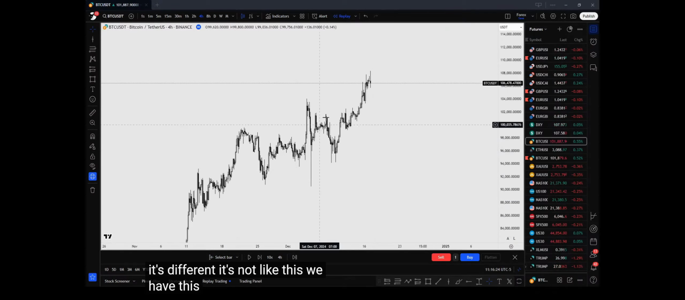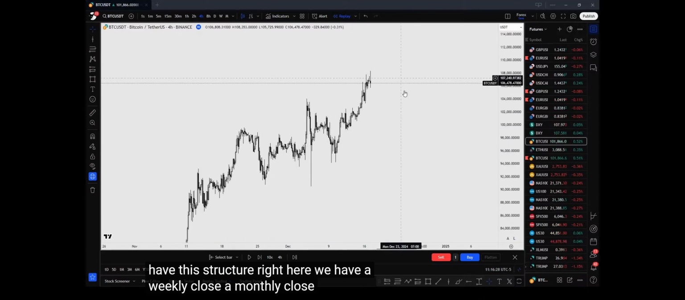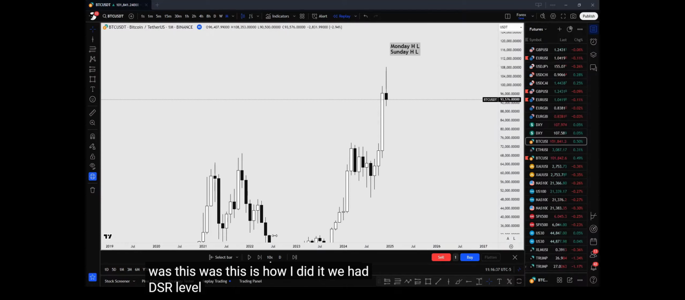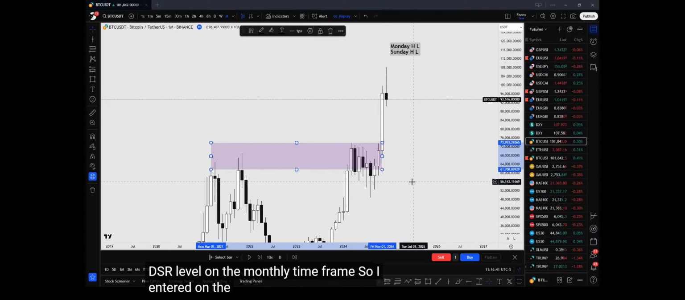It's not like this. We have this structure right here. We have a weekly close, a monthly close. It's different. How I capitalized on this was this: we had the SR level on the monthly time frame. So I entered on the 1 minute time frame on Twitter.